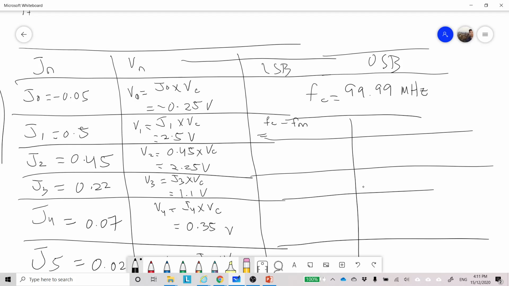This is a bit troublesome, it gives decimal numbers. 99.99 mega, you have to minus 4K. So 99.986 mega. Then 99.99 plus 4K. So here is FC, 99.994.